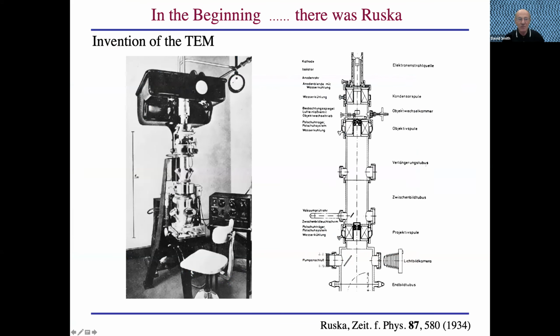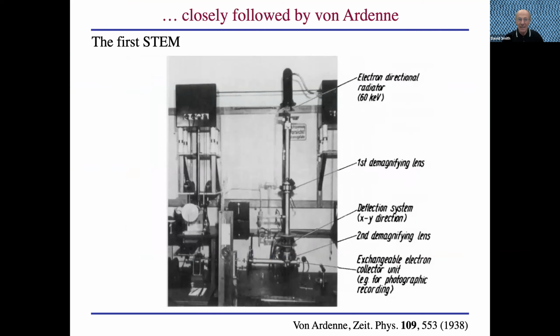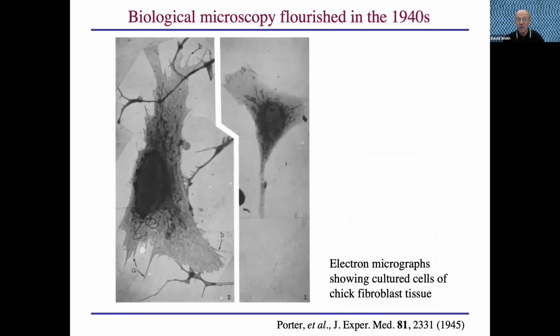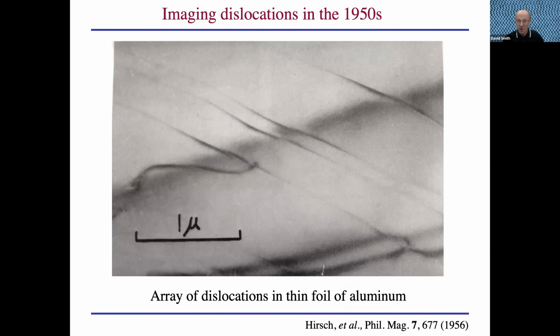So in the beginning, of course, there was Ruska, who invented the TEM, but it was closely followed by Ardenne, who very soon after, you'll notice, not many years later, came along with the STEM. But there was a problem with the STEM in those days. We just had a very low brightness tip. We had a very clumsy system for recording images. And so the STEM really didn't go very far for a long time. Meanwhile, TEM flourished in biological fields. The biological scientists managed to find ways to get thin sections, and the physical scientists, materials scientists, could get thin sections of their metal foils.